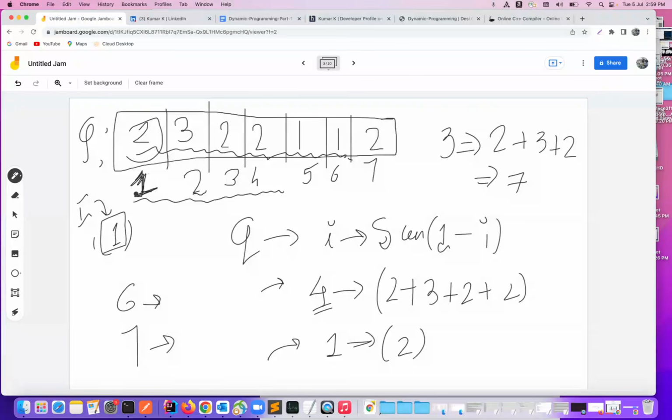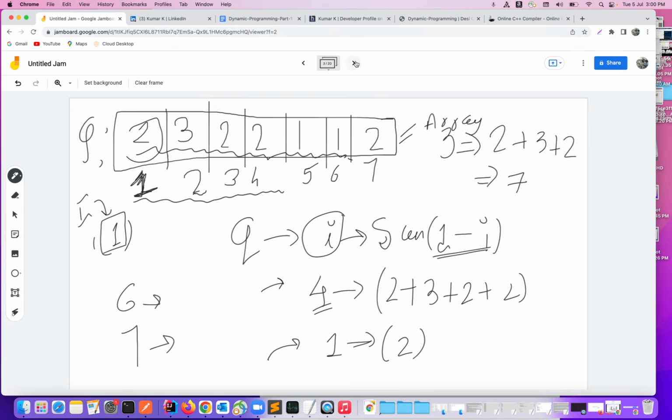So I hope the question is clear to everyone that we are given a normal array. Then we are given a few queries. In each query we are given an index, and given the index I, we have to tell the sum of numbers from index 1 to index I. Okay, so that's the question. Whatever index I is given, you have to calculate the sum of numbers from index 1 to index I of the array. This is our given array. So I hope the question is clear to everyone.